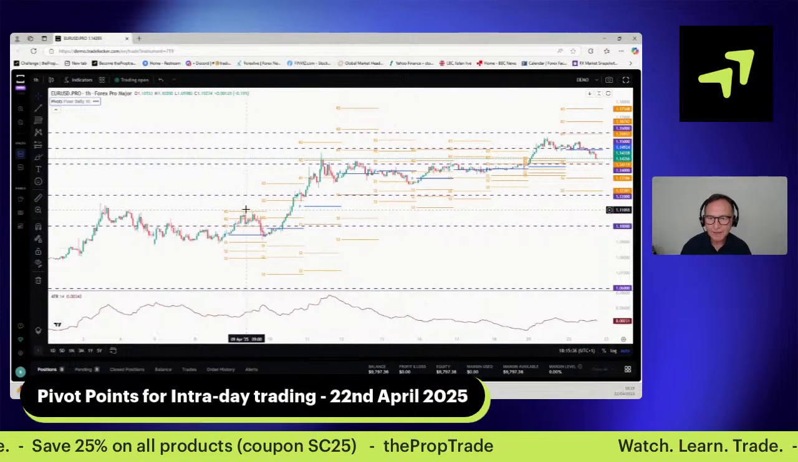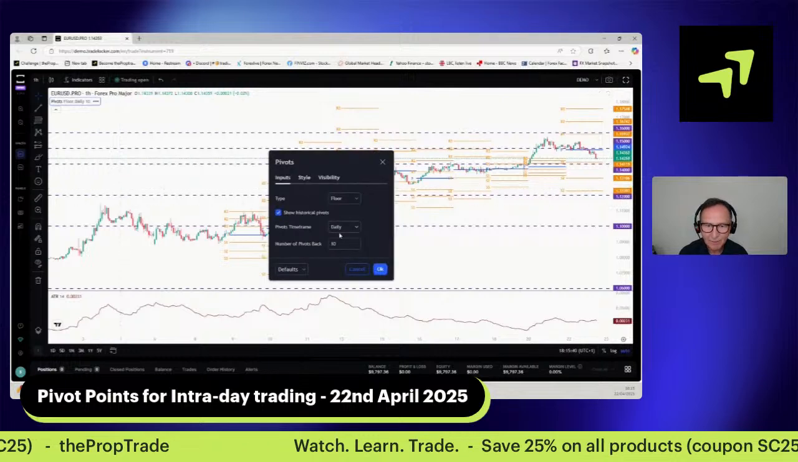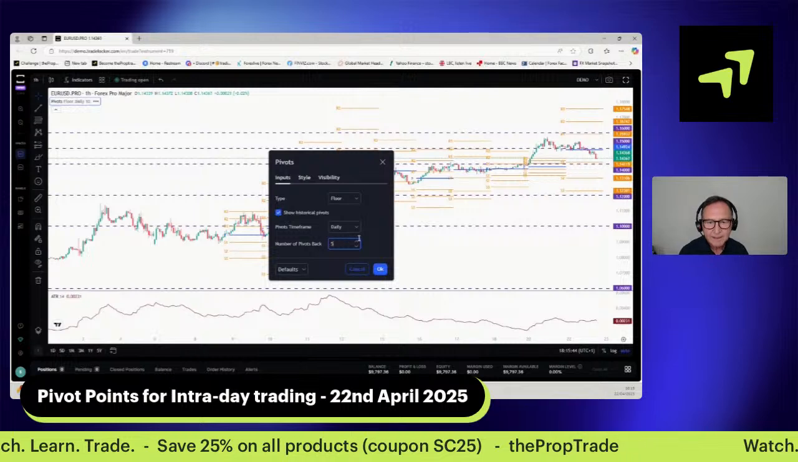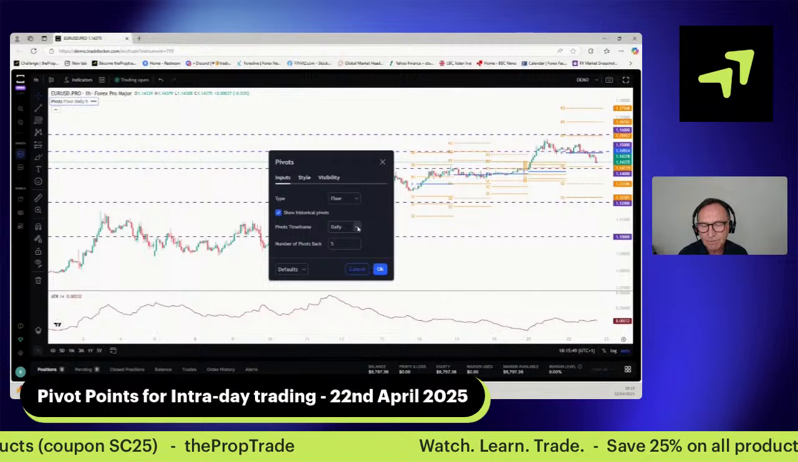Okay, so these are the range of the floor pivots. So that's the count back. We just move that back to 5. Now then, different types of pivot time frames here on TradingView.